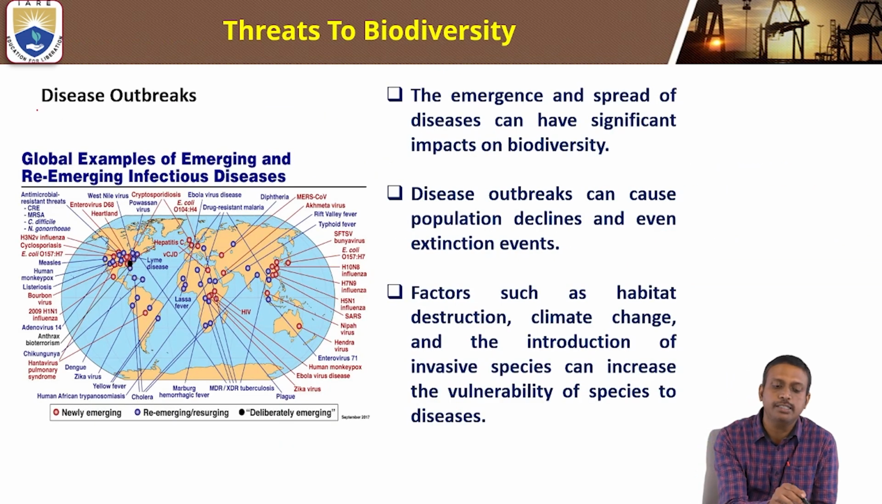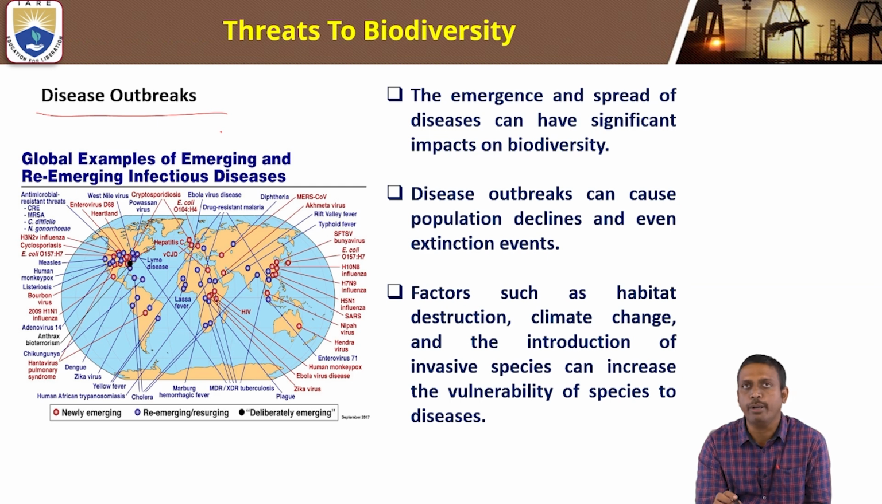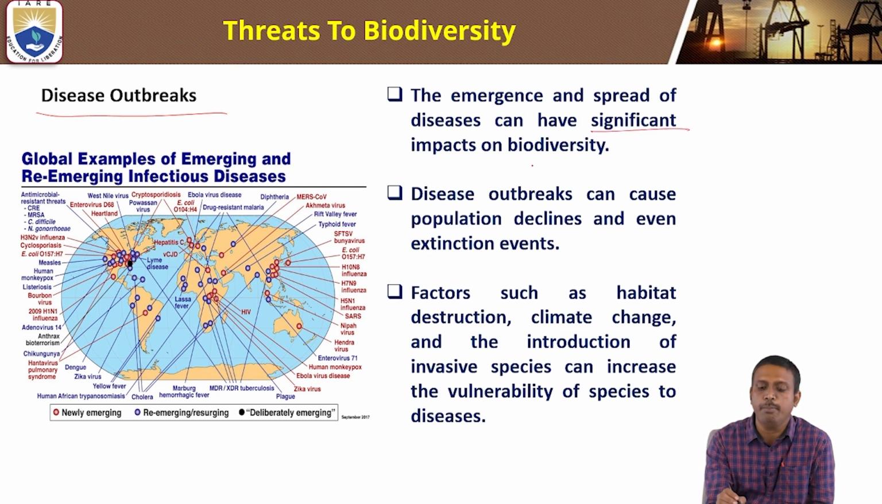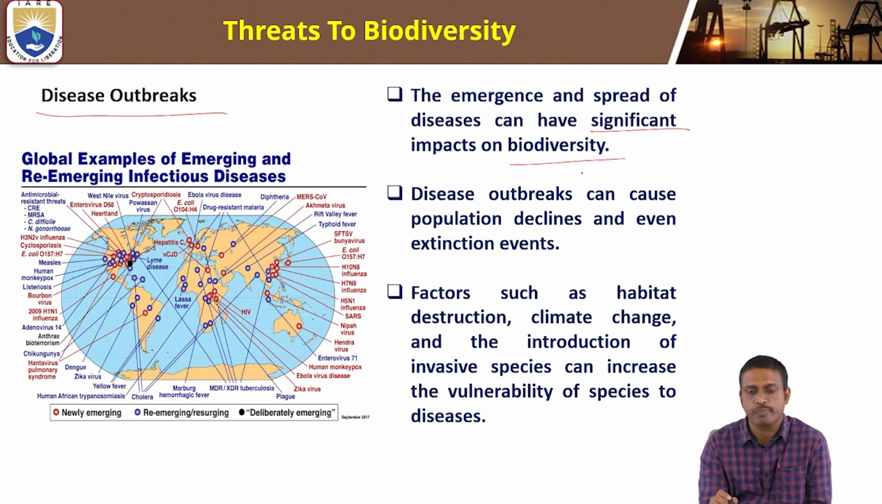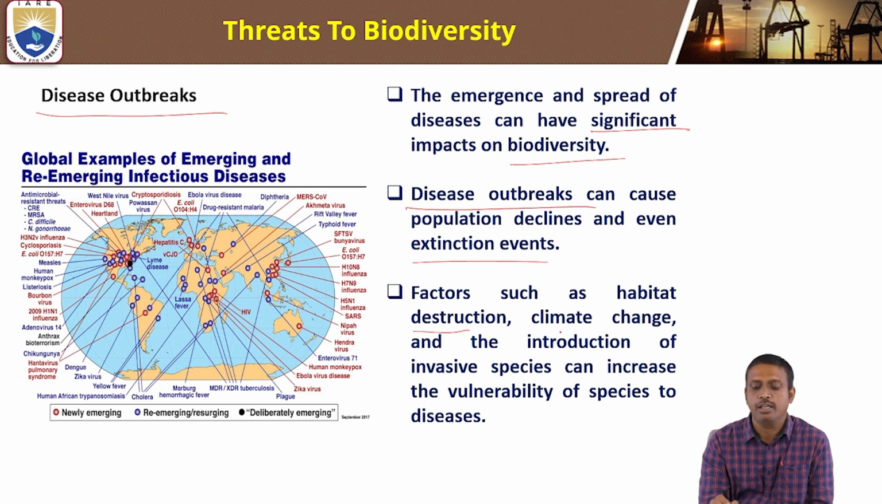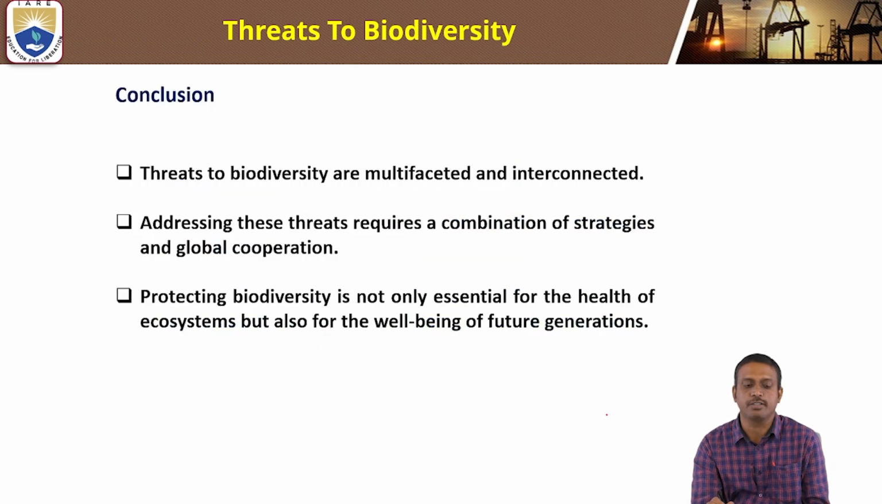Disease outbreak is also one of the threats to biodiversity. The emergence and spread of diseases can have a significant impact on biodiversity. Disease outbreaks can cause population declines and even extinction events. Factors such as habitat destruction, climate change, and introduction of invasive species can increase the vulnerability of species to diseases.